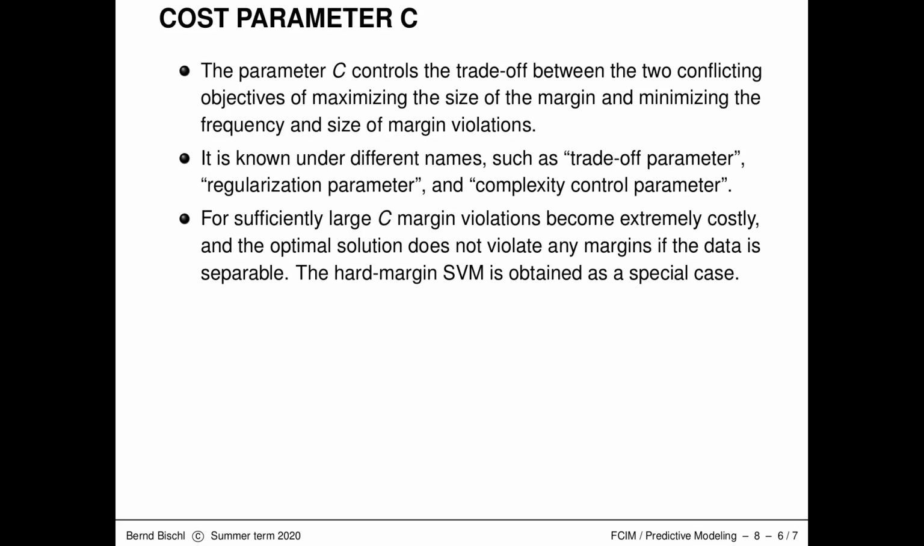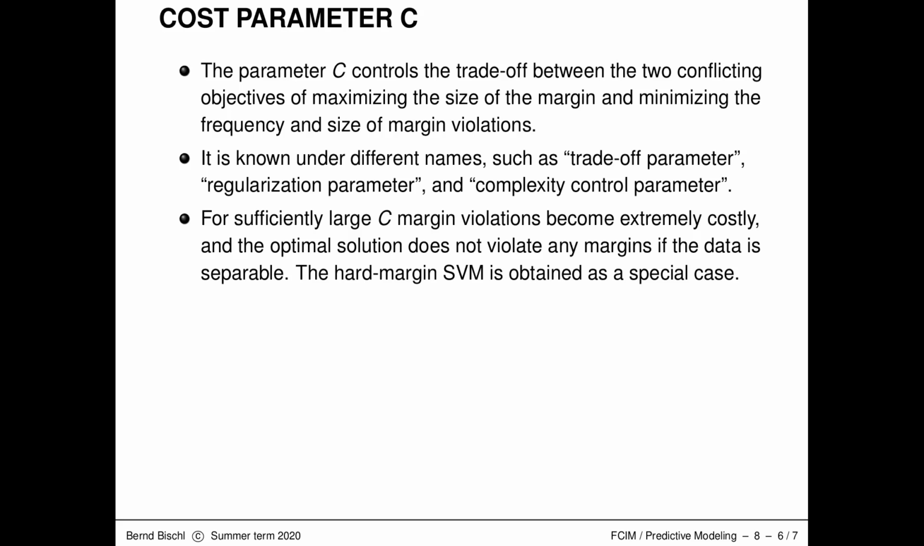Sometimes we call it cost. We can also call it the trade-off parameter, the regularization parameter, or the complexity control parameter. And I guess you can see pretty directly from the terminology where that is leading us. I'll discuss exactly this connection to regularized risk minimization very soon, in one of the next lecture units.